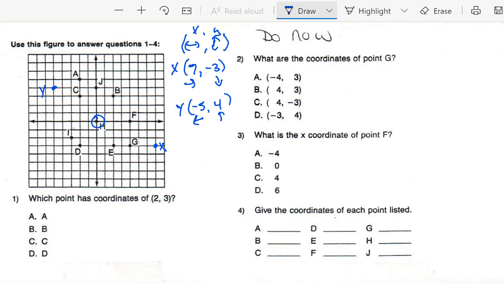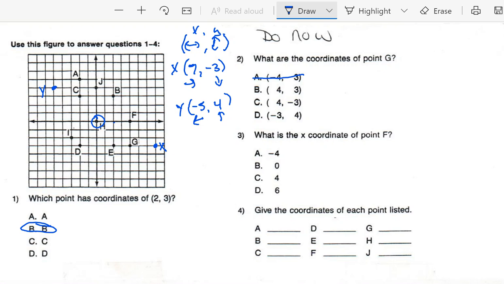So quickly, again, this is just making sure you're comfortable. It says, which point has coordinates (2, 3)? If we start at the origin, right 2, up 3, that's going to be point B. For number 2, it says, what are the coordinates of point G? For point G, this is where it's located. We're going 1, 2, 3, 4 to the right, so it's going to be positive 4.